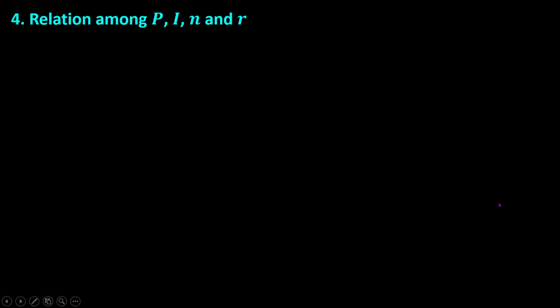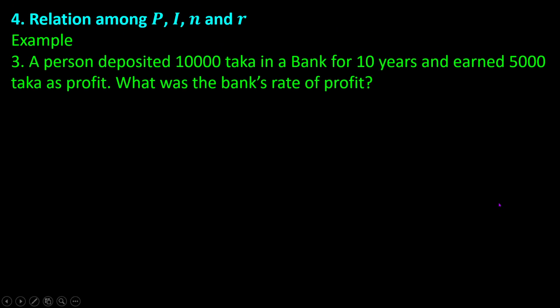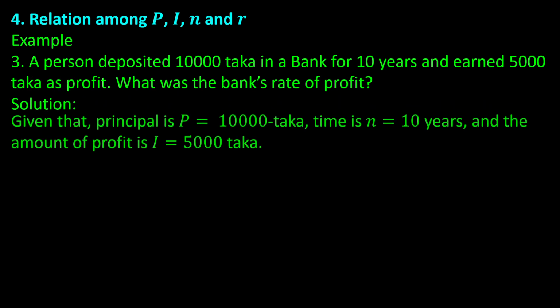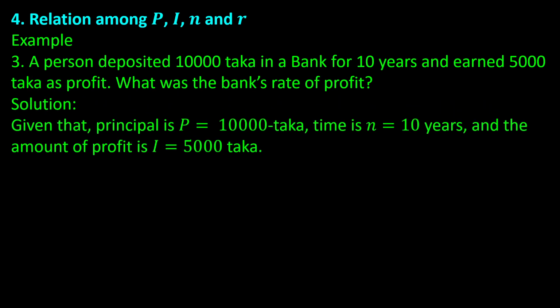Let's have a look at example number 3. From here we get, a person deposited 10,000 taka in a bank for 10 years and earned 5,000 taka as a profit. What was the bank's rate of profit? From the question we get, the principal is P equals 10,000 taka, time is N equals 10 years, and the amount of profit is I equals 5,000 taka. We have to find out the bank's rate of profit.